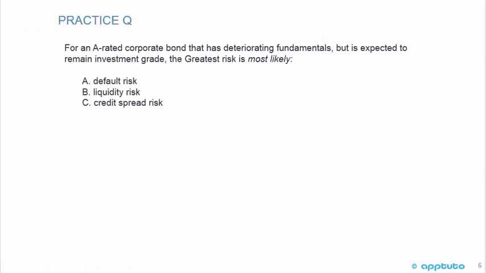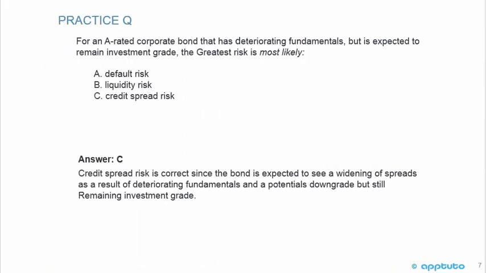A quick practice question to check our understanding. For an A-rated corporate bond that has deteriorating fundamentals but is expected to remain investment grade, the greatest risk is most likely A, default risk, B, liquidity risk, or C, credit spread risk. Okay, the correct answer is C.